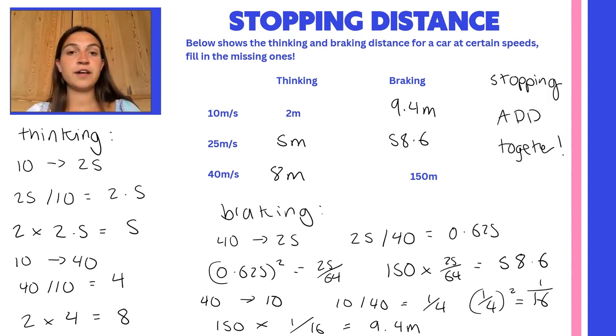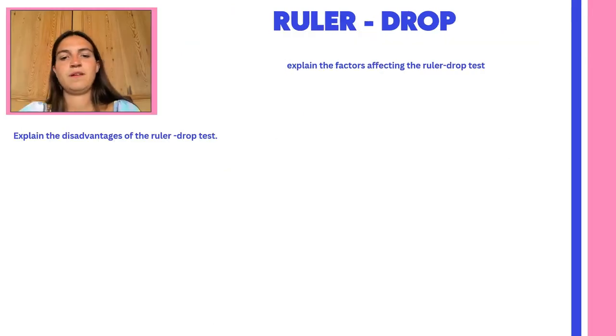Okay, if I wanted to find the stopping distance for each of these speeds, then I'd simply add the thinking and braking together. So for example, at 10 meters per second, it would be 2 plus 9.4 is 11.4 meters. Okay, moving on to some explanation questions.